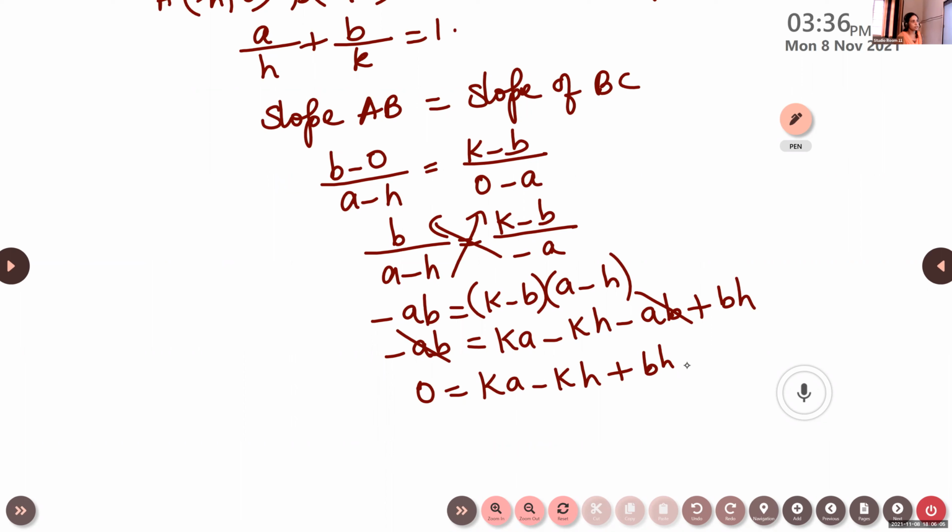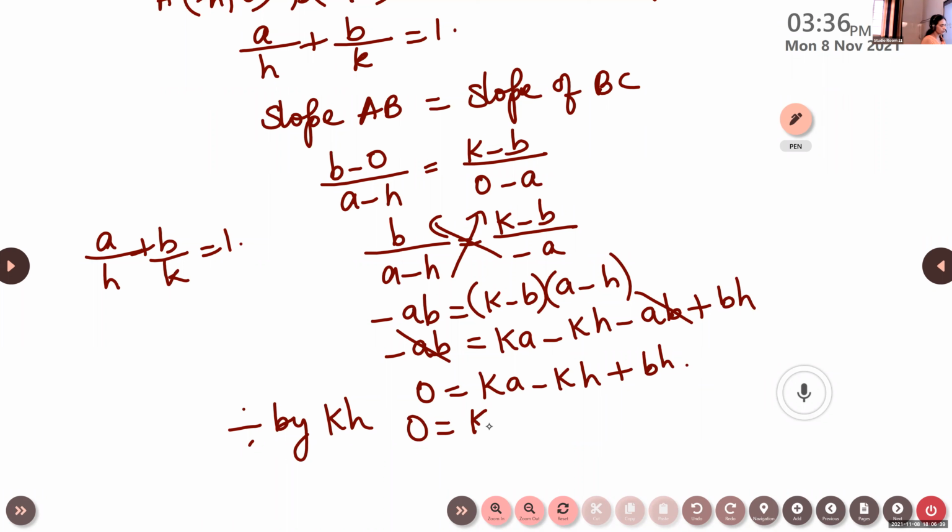Look at the expression you want to prove. We have to prove A by H plus B by K is equal to 1, isn't it? So in the denominator, we have K and H. So what I'm going to do, you divide each term by KH, because in the denominator, we want K and H.